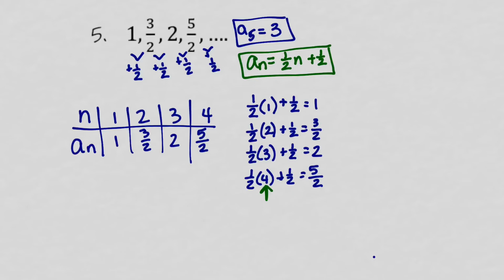Now again, this could have been seen different. You might have seen, okay, well, I'm taking 1/2 times n plus 1. It can look different depending on how you're seeing your pattern. All right, let's move on to number 6.